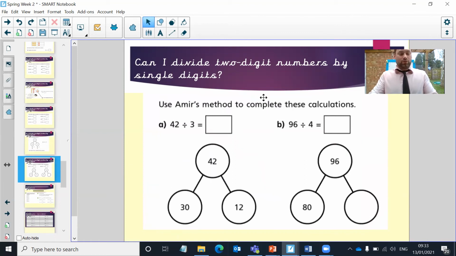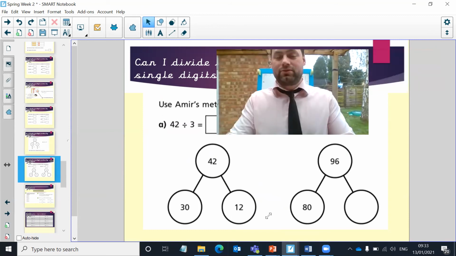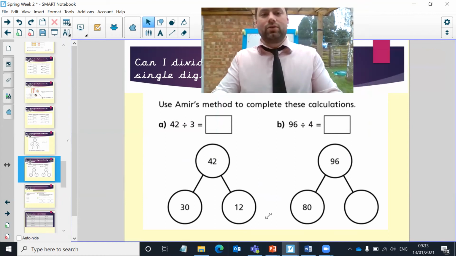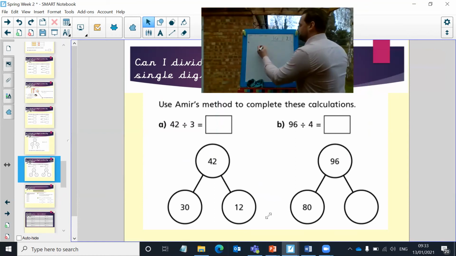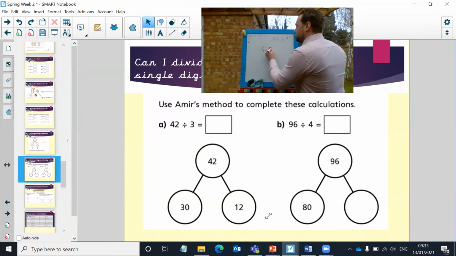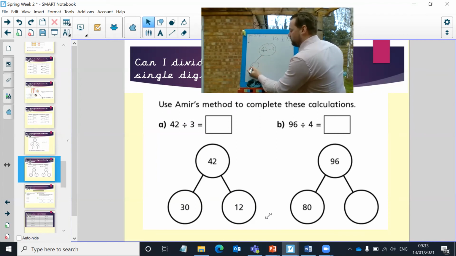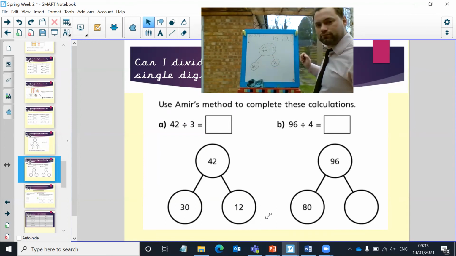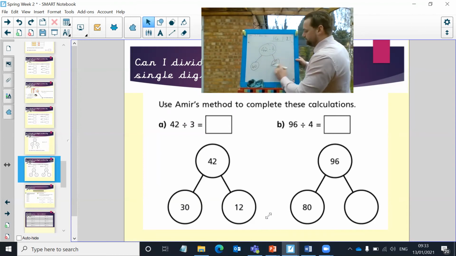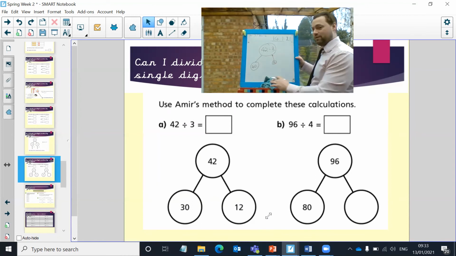So I'm going to model part A, and then you do question B. Okay, so I'm going to make my screen bigger so you can see. So I'm going to do 42 divided by 3. So that goes into my top model here. I've got 40 and I've got 2. I can't do 40 and 2, can I? Because 3, I can't divide 3 by 2.